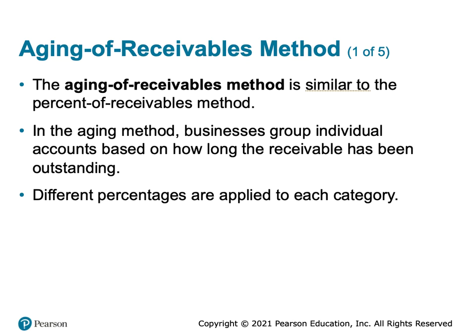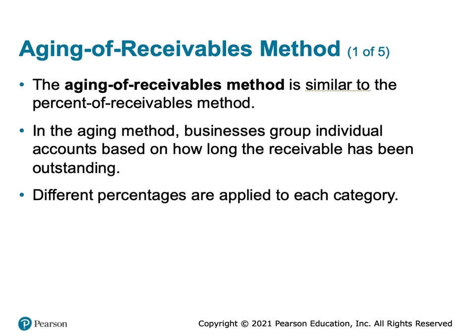And then finally, we have the aging of receivables method. And so it's very similar to the percent of receivables method, but instead we're going to group the individual accounts based on how long their receivable has been outstanding. So we're going to look at 0 to 30 days, 31 to 60 days, 61 to 90 days, and greater than 90 days. And then we'll assign a percentage to each category based on how long it's outstanding.